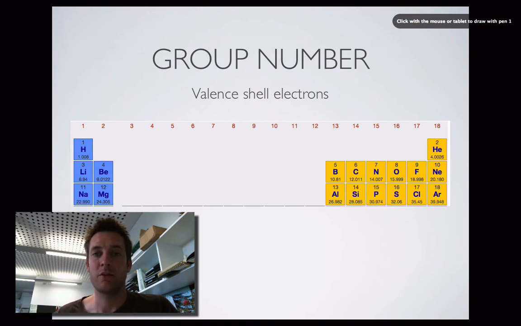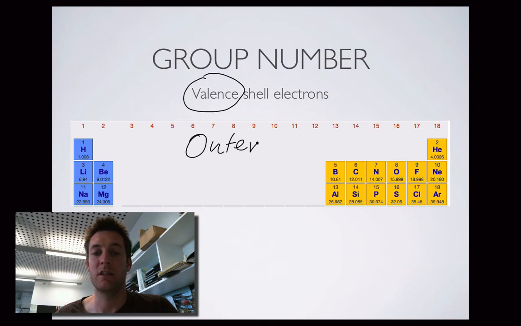The group number tells us how many electrons are in the outer shell. Okay, valence is just another word for outer, or at least it is in this context. It's not the case that you can always swap the word outer for the word valence, but you can when you're talking about electron shells in chemistry. Okay, so the number of outer shell electrons is equal to the group number, but for this rule to work, we have to call these groups by their old-fashioned names.